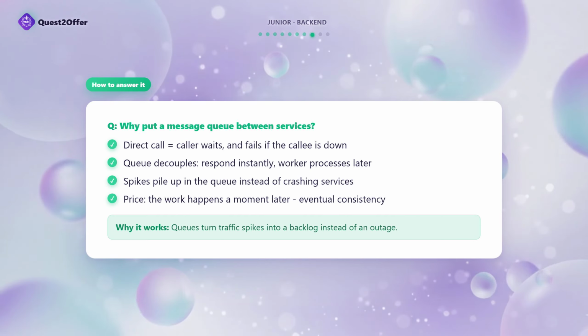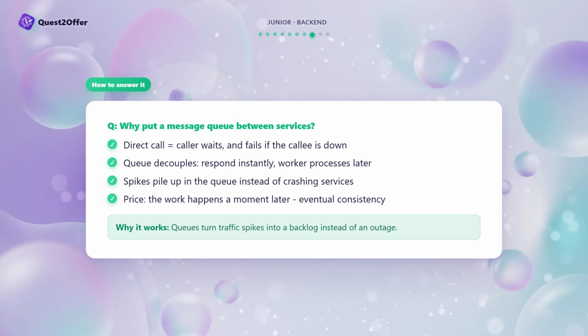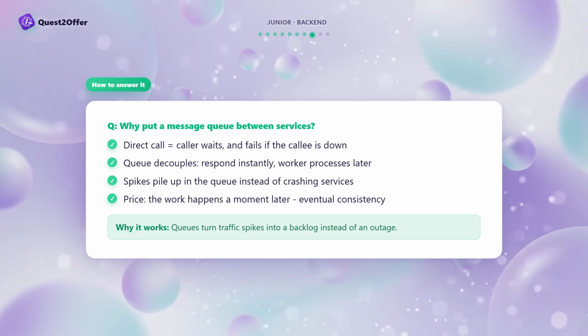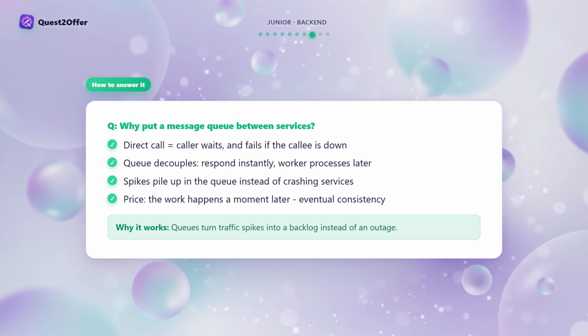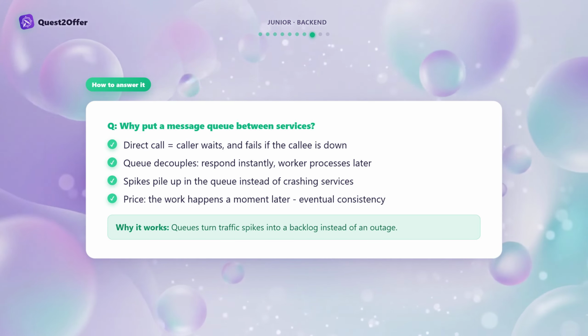can. Spikes pile up in the queue instead of crashing anything, and failed jobs can retry. The price is eventual consistency. The work happens a moment later, not immediately.